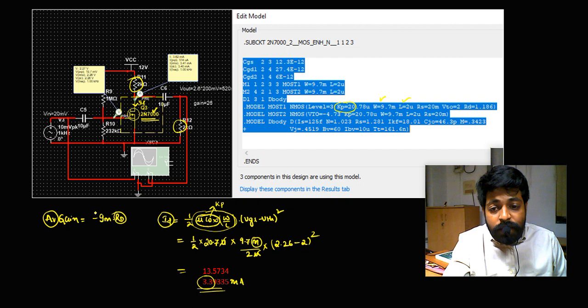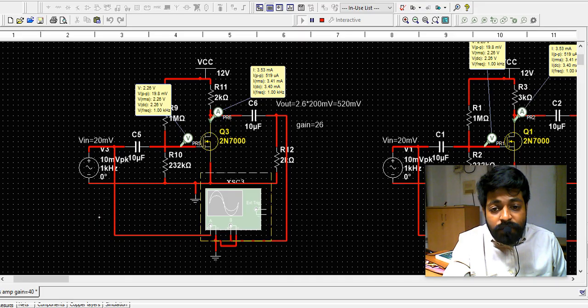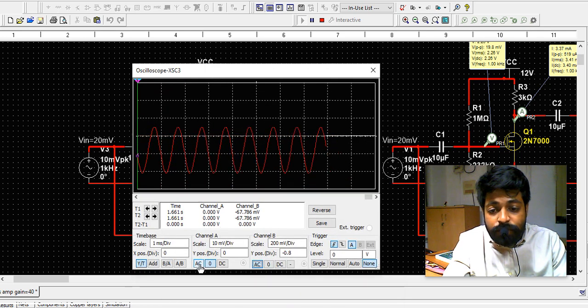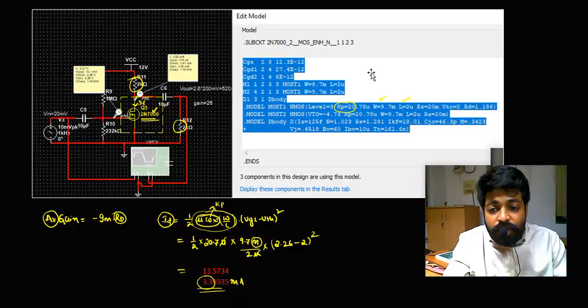Minus indicates a 180 degrees phase shift. We got a 180 degrees phase shift here also. So we can see the 180 degrees phase shift. Yes, we got a 180 degrees phase shift over here. So as per the gain formula, minus gm times rd, we got the input as well as output with a 180 degrees phase shift.